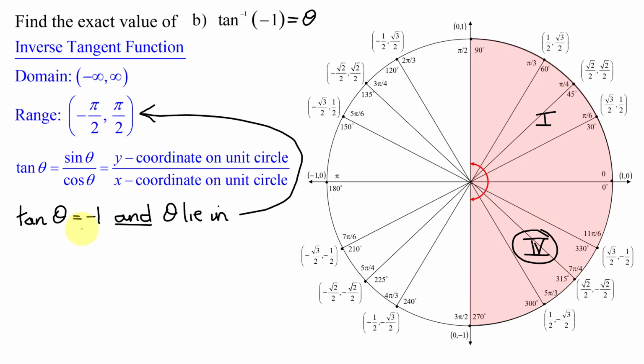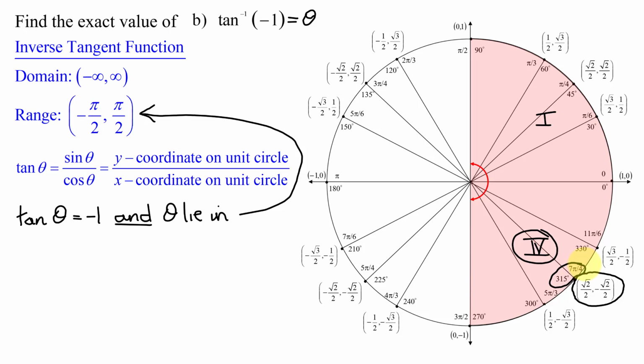And since the tangent of theta equals -1, it means my x and y coordinates have to have opposite signs but the same absolute value. That is true at this point here, where the x-coordinate is the square root of 2/2 and the y-coordinate is negative the square root of 2/2. So this is the angle that produces that result.